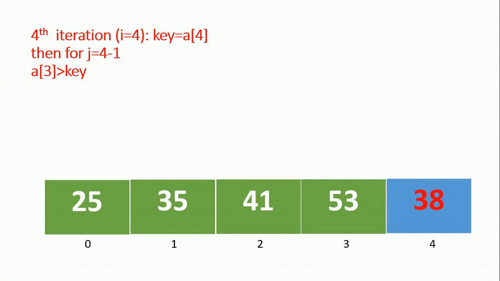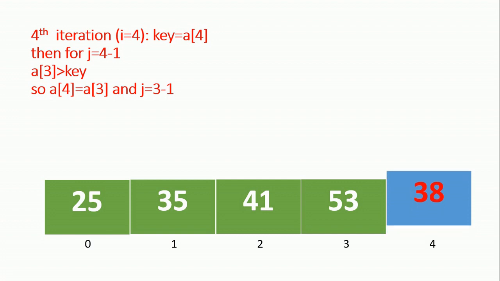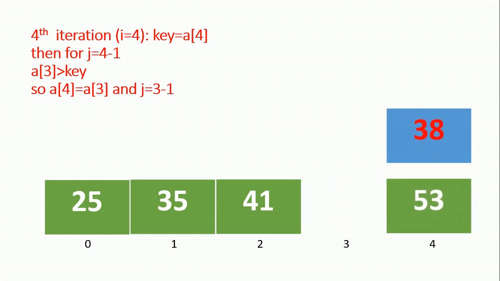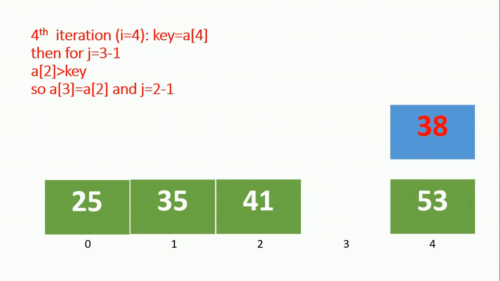But at the fourth iteration, i equals 4, key equals a4. Then for j equals 4 minus 1, that is 3, a3 is greater than key. So a3 is placed at a4, and the j loop decreases by 1, that is 2. Now for j equals 2, a2 is greater than key. So a2 is placed at a3.